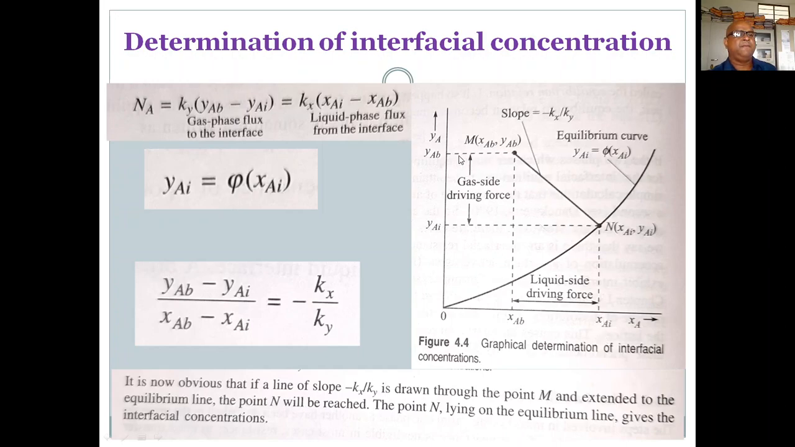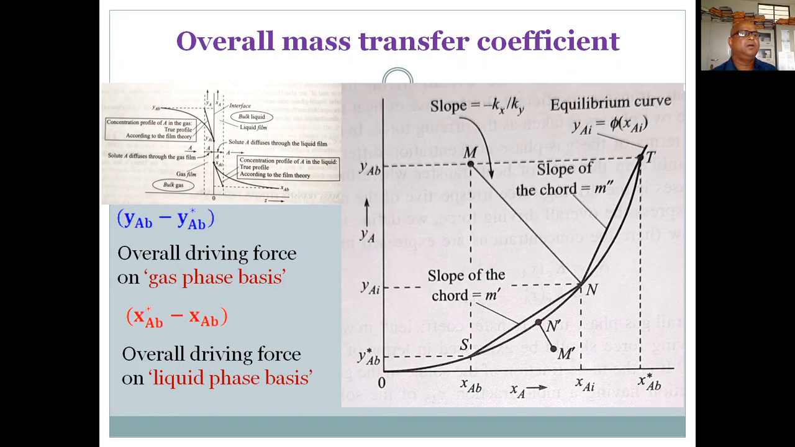Now from this, YAB minus YAI will be the gas side driving force. Similarly, XAI minus XAB will be my liquid side driving force, isn't it? So here we have learned how to determine the interfacial concentration. Now this is one way, but generally YAB and XAB are known.